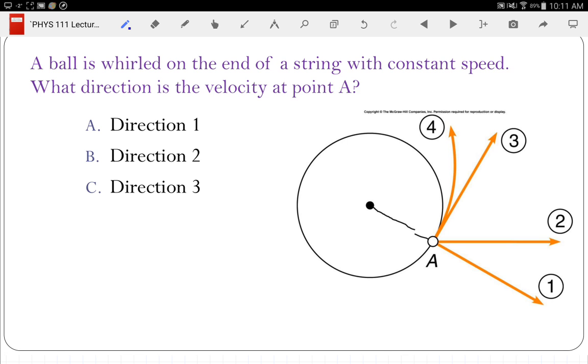in 10 minutes. So, clicker question. I have a string going around my head, and at some point A, and let's say A is when the ball is right here, it asks what direction is the velocity, or bob, what direction is the velocity of that bob? And so your answer's there. Only 1, 2, and 3 because 4 is a curved line and we're looking for directions.